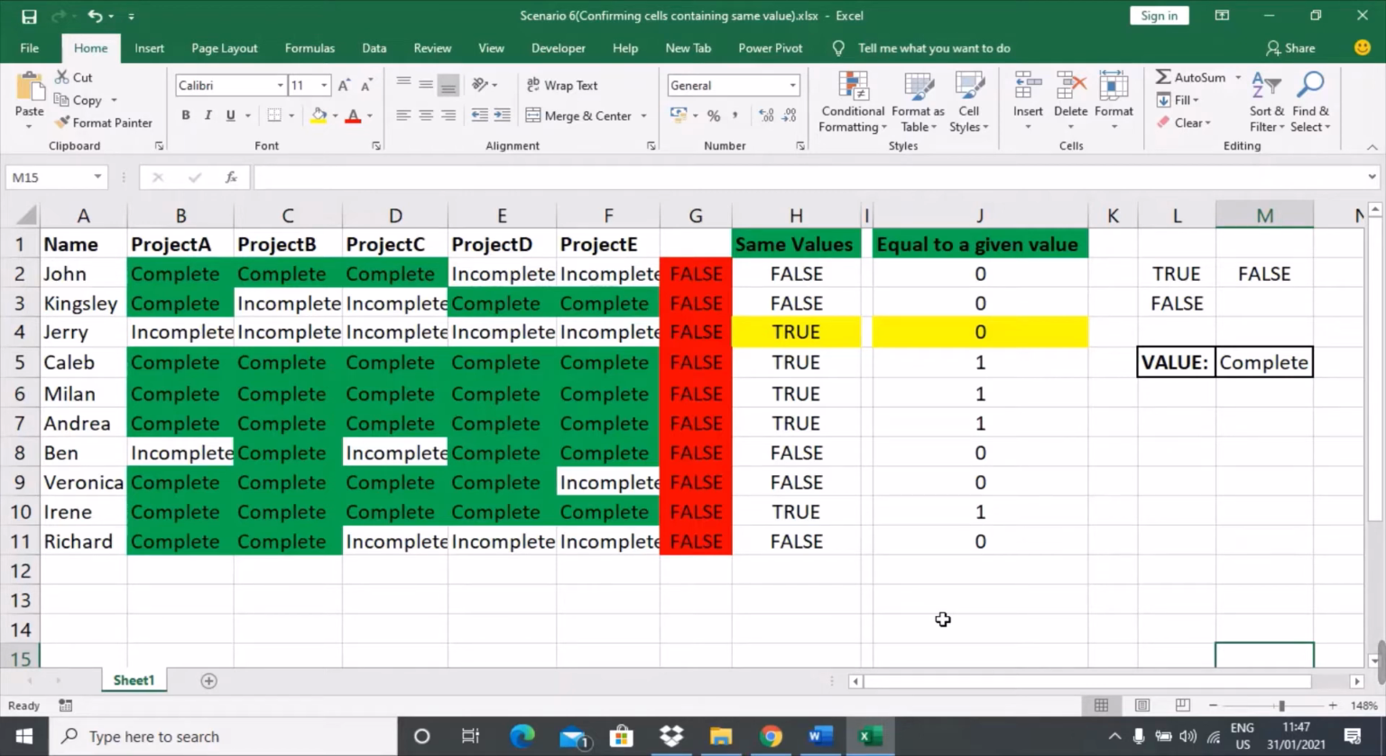10 different persons were assigned 5 projects each, and columns B to F show if the project for each person is complete or not. The goal is to confirm the persons who have completed all their projects.